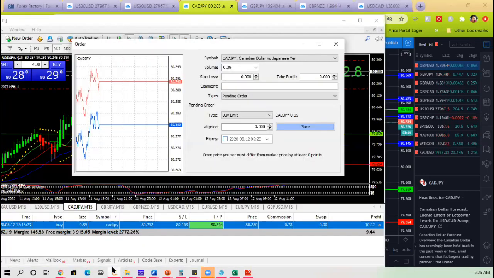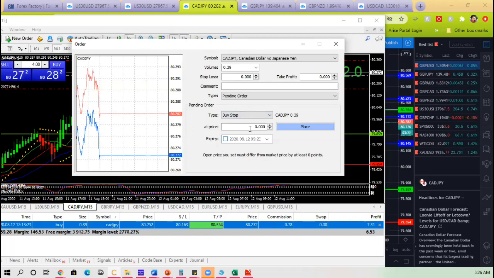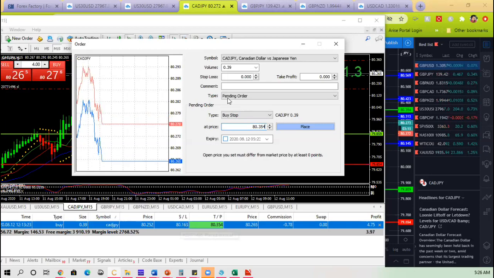So remember, we're at pending order, and we are doing a buy stop because it's going to go to a certain number and keep going. So our at price, we're going to use our take profit price from our previous trade. That's where we want it to start. 80.354. And our stop loss is going to be our previous stop loss. Remember, we're going to keep a check on it. 80.163.